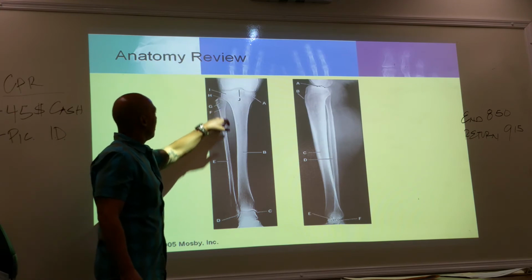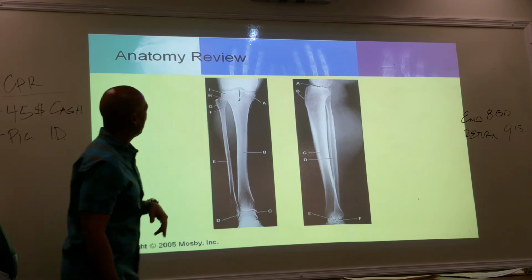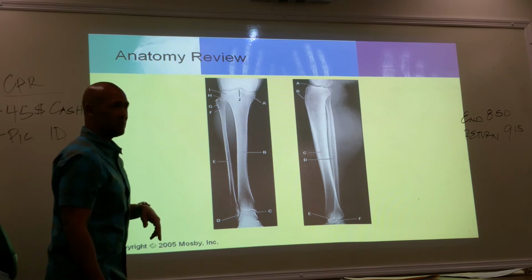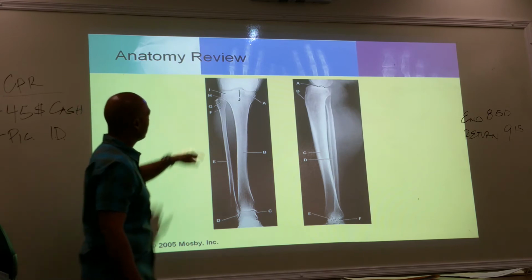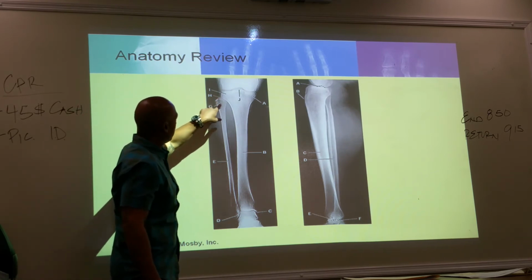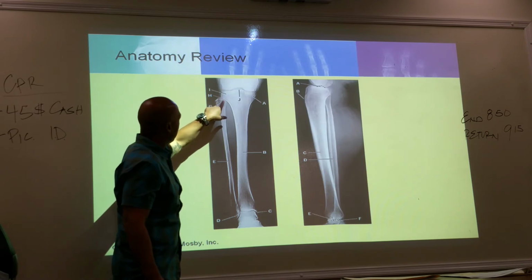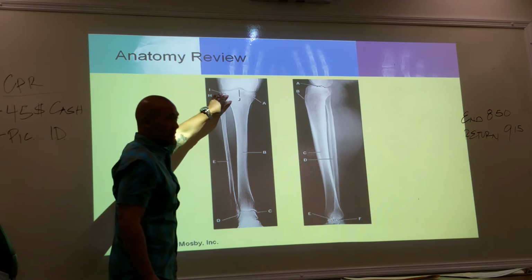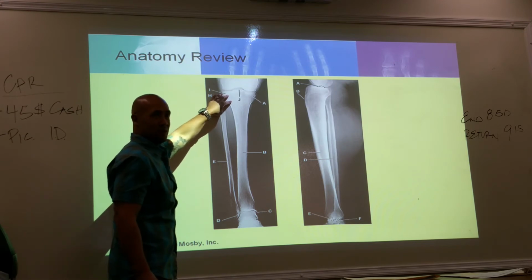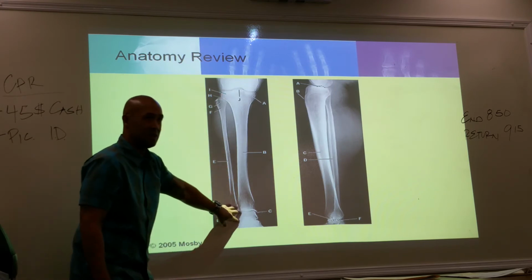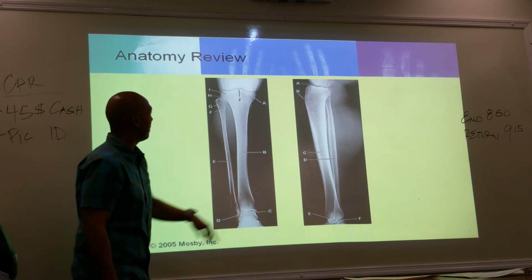Proximal tibiofibular joint. Is it pointing to the bone? No, it's the apex of the fibula. Okay, so what is the joint called between the fibula and tibia here? It's the proximal tibiofibular joint. And here we have the distal tibiofibular.